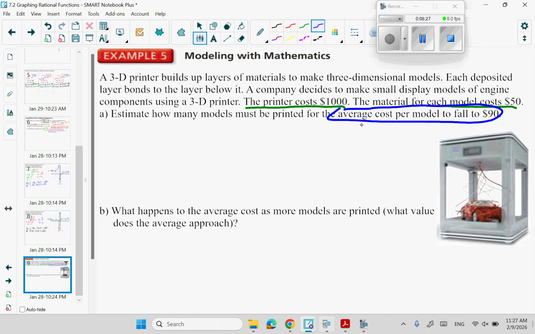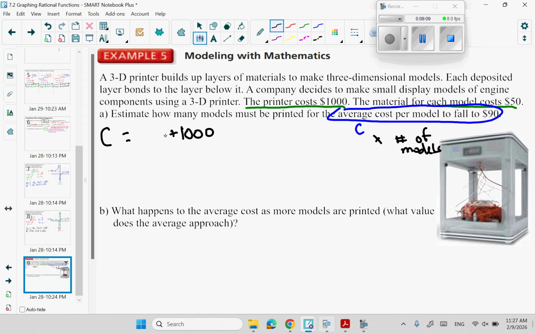Well, I'm going to make average cost be C. And I'm going to have X be number of models. So first and foremost, I'm going to have to create an equation. So let's think about this. If I make 0 models, I still spent $1,000 on the printer. So no matter what, I'm always paying that $1,000 for the printer. If I make 5 models, I still only paid $1,000 for the printer. The printer is independent of how many models I make.